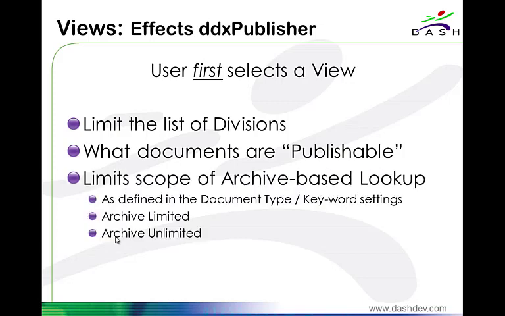It also limits the scope of archive-based lookups. So if you're using the drop-down lists, for example, to select your customer name within the publisher, the way the view is constructed might limit the entries on that drop-down list. So as things are defined by document type and keyword settings in the administrator, this affects both archive limited and archive unlimited lookups.